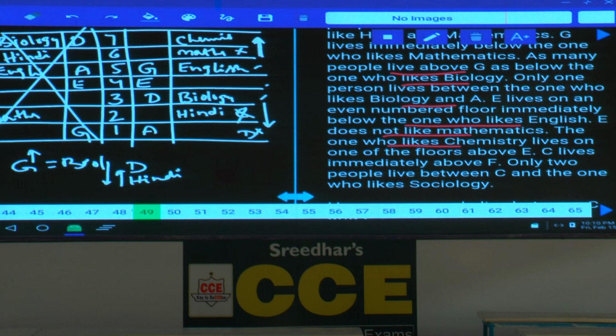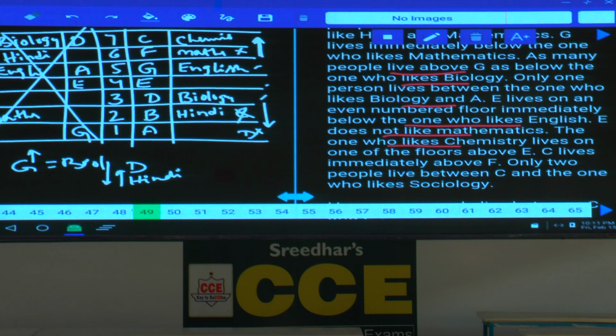Now, we are left with only one case. And C lives immediately above F. As C lives immediately above F, that means C must be on the 7th, and F is on the 6th floor. Then, who is the person left over here? B is the person left over, so B must be on the 2nd floor.